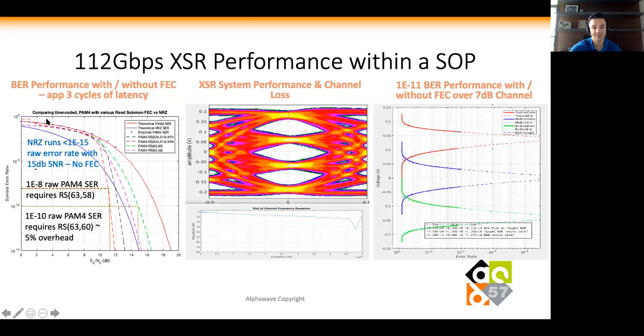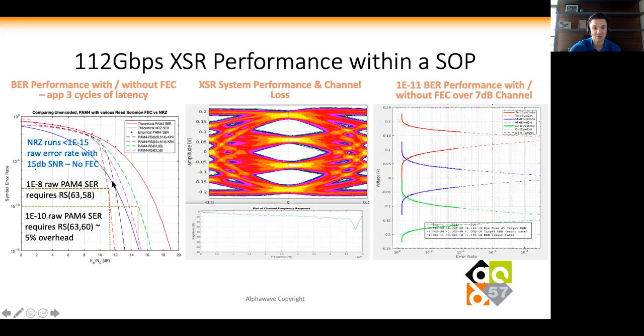What you see here in this slide is that this red curve shows the raw error rate for a PAM4 signal for different Eb/N0. Eb/N0 is a form of signal-to-noise ratio. And so to run at 1e-6 operation at PAM4, we would need an Eb/N0 of approximately 15 dB, which would result in a slicer SNR of about 21 dB.